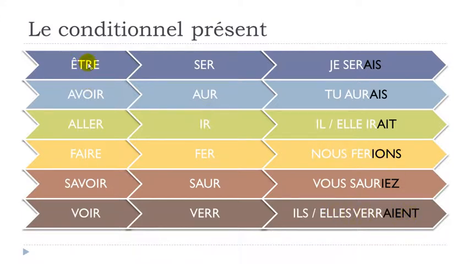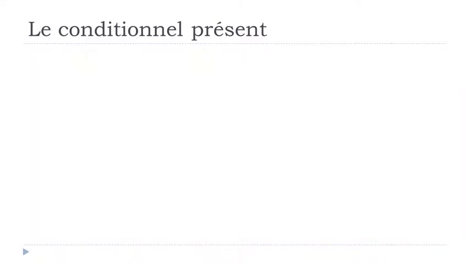So être, to be, je serais. Avoir, to have, tu aurais. Aller, to go, il irait, elle irait. Faire, to do, nous ferions. Savoir, to know, vous sauriez. Voir, to see, il verrait, elle verrait. Alright, so one more list of exceptions.